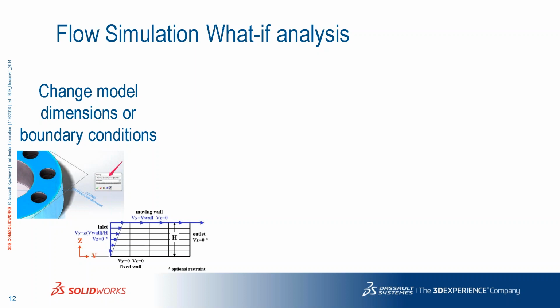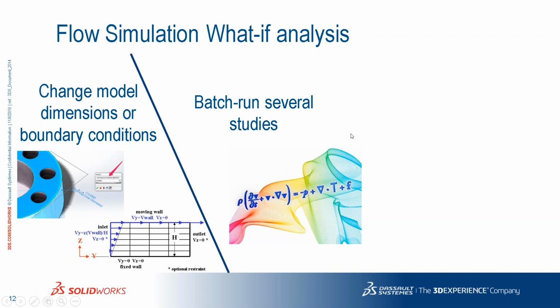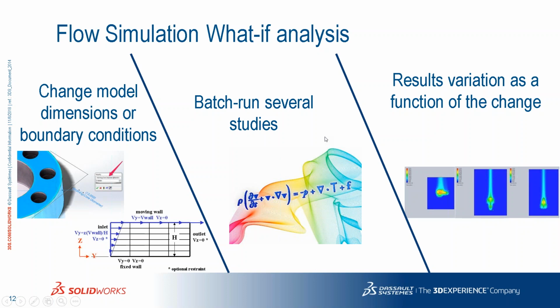Flow Simulation what if analysis is a very convenient way to automate and speed up this process because it's a tabular interface that allows you to change the model dimensions, for example, the hole dimension you see in the picture, or a boundary condition like a flow rate or a pressure. And then when you're finished changing your model or planning the change, you can run all the studies in batch mode. And finally, in the same interface, you can do simulation comparisons. So for example, for a lamp, you can see the thermal performance as a function of the lamp angle.